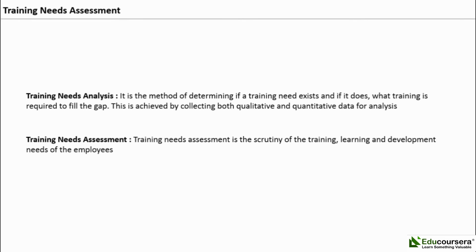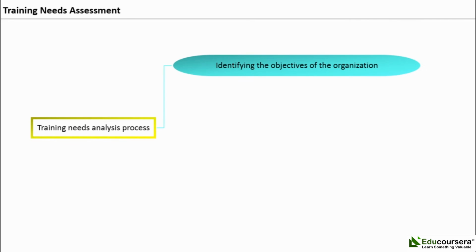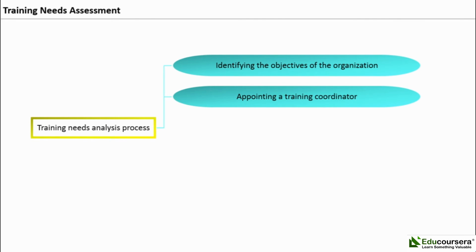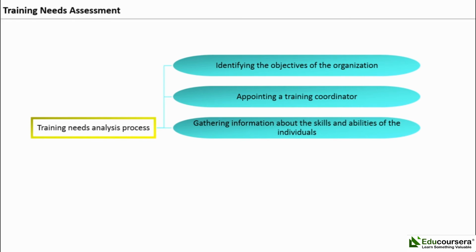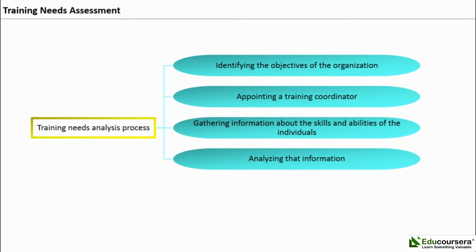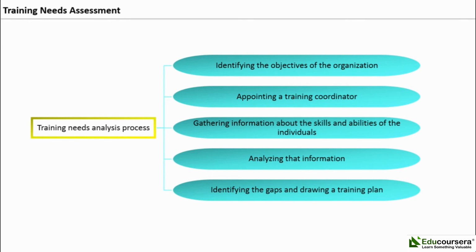Training needs analysis is the first critical stage in the training cycle. The cycle is continuous. The evaluation step includes a reassessment of training needs, leading onto the TNA process starting again. Training needs analysis process steps are as follows: identifying the objectives of the organization, appointing a training coordinator, gathering information about the skills and abilities of the individuals, analyzing that information, identifying the gaps and drawing a training plan.